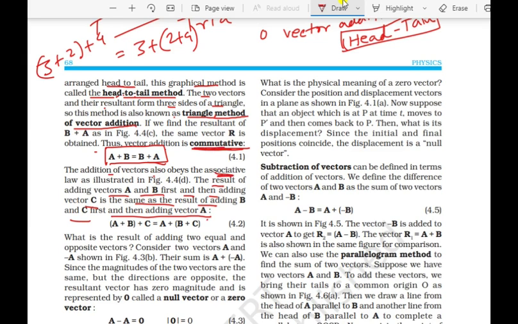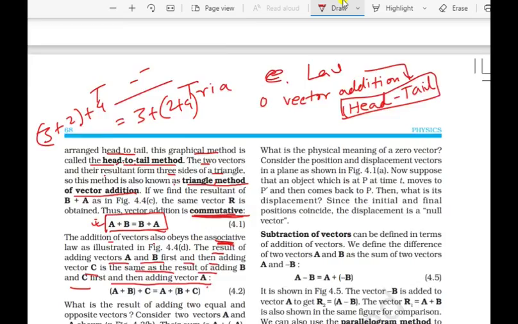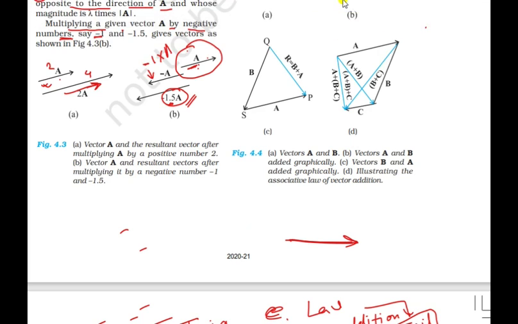In case of the commutative property there are two vectors, and in case of the associative property there are three vectors. See here, figure 4.4d. First, what we have done is find the resultant vector between A and B, and this is the resultant vector.